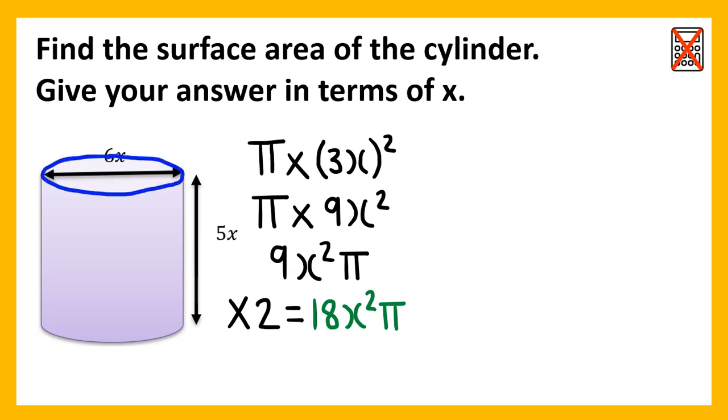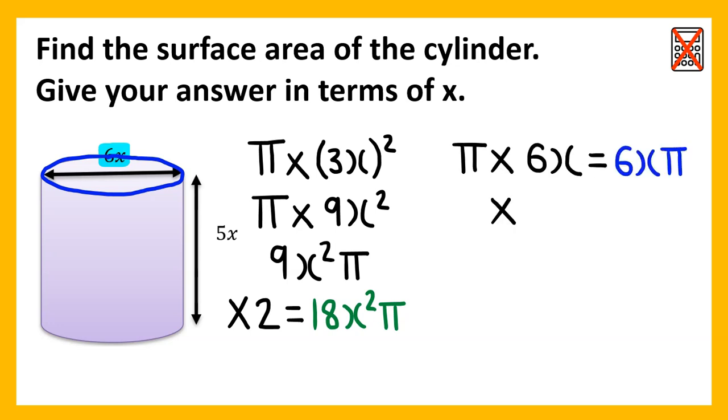When opened into a net, one of the lengths is given by the circumference that wraps around the edge of the circle, which can be worked out by doing pi times the diameter, and the diameter was given to us as 6x, so pi times 6x is 6x pi. Multiplying this by the other length of the rectangle, which is given by the height or the distance between the circles, and is 5x, leaving us with 5 times 6, which is 30, x times x, which is x squared, lots of pi.